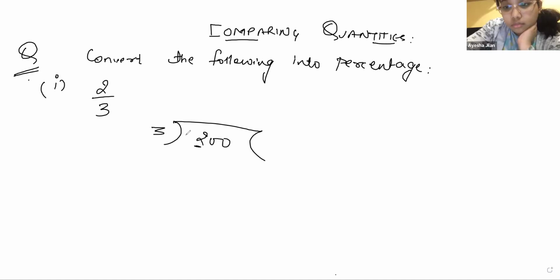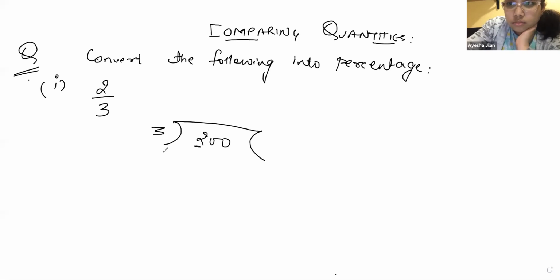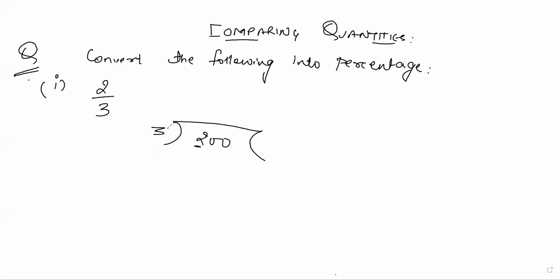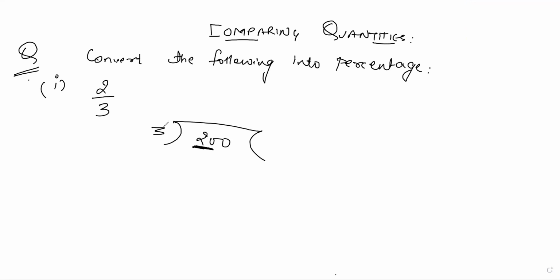Does 2 come in the table of 3? Yes or no? No, ma'am. Okay. When this happens, what do we do? We see the first 2 digits, right? Take these first 2 digits. What is this, Aisha? 20. Right, 20. So does 20 come in the table of 3?